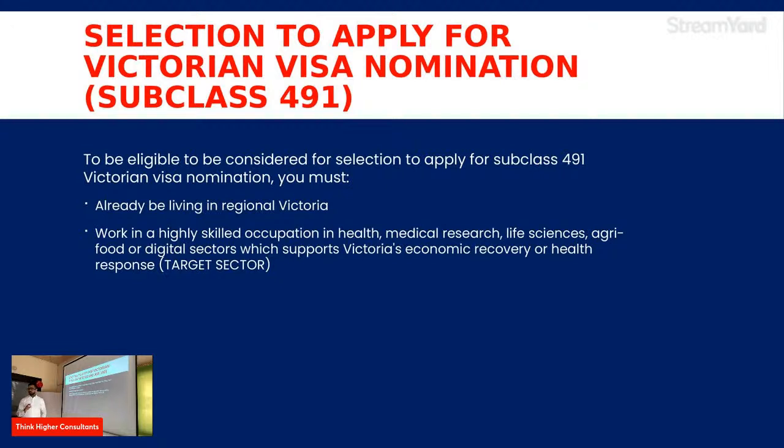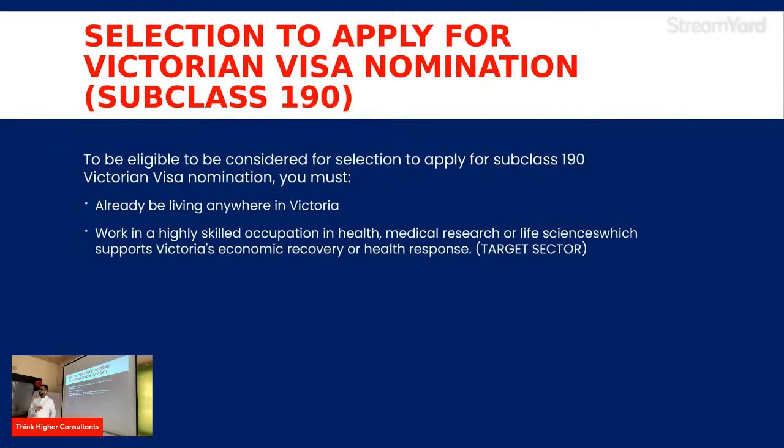Same for 190. For 190 का फायदा ये है कि आप anywhere in Victoria रह सकते हैं. So it can be in Melbourne as well. So if you're in Melbourne, but again, competition would be higher. You at least need to strive for more points. But again, it's a good opportunity for those who are working in the nominated occupation. Again, target sector में काम करना है और target sector में jobs मिलना है, it's a bit tougher. But again, you never know what's gonna happen. Let's go to the next slide.